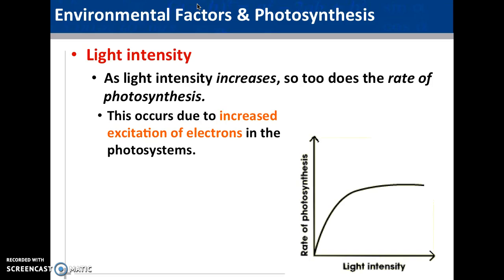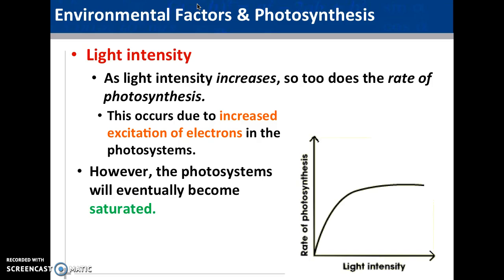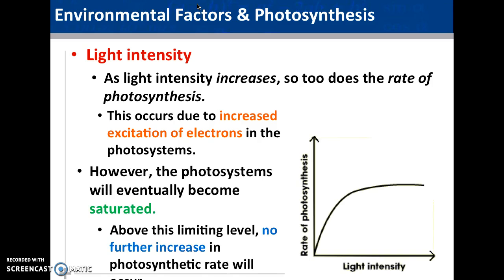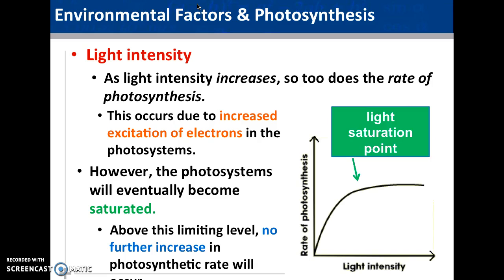This is due to increased excitation of electrons, but eventually the photosystems become saturated. What that means is that there is a leveling off point, right? If we look at the rate, a horizontal line means no change in rate at all. No additional photosynthesis is occurring because my photosystems are what we call saturated. Essentially what this means is that it cannot become any more excited.